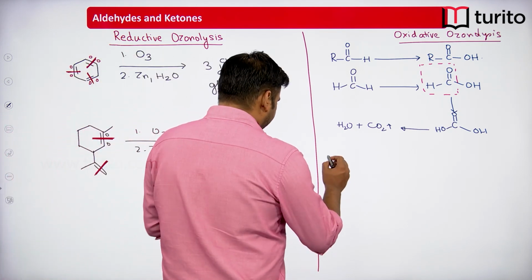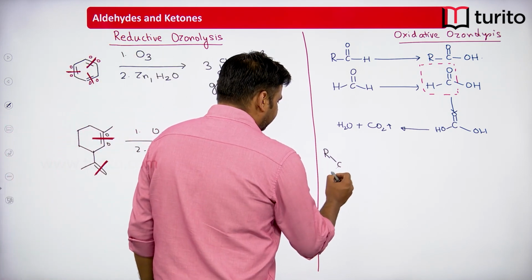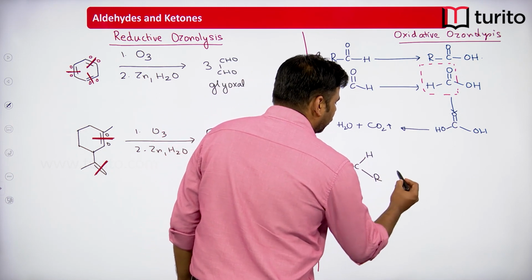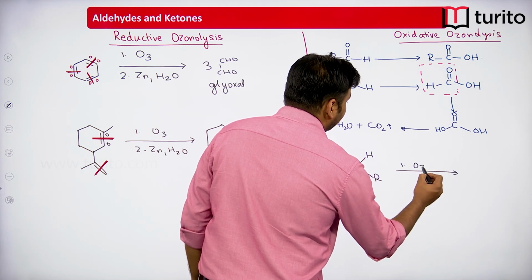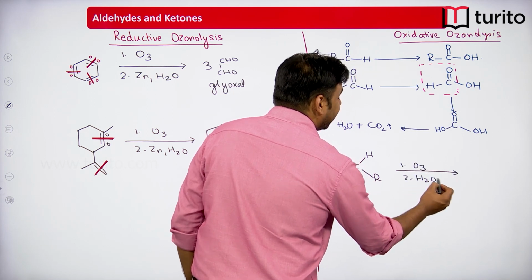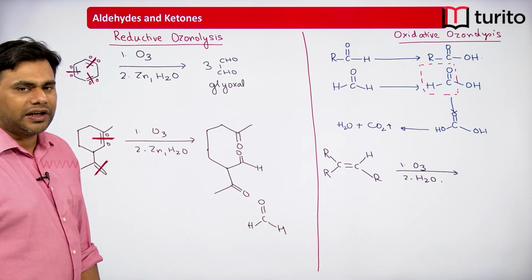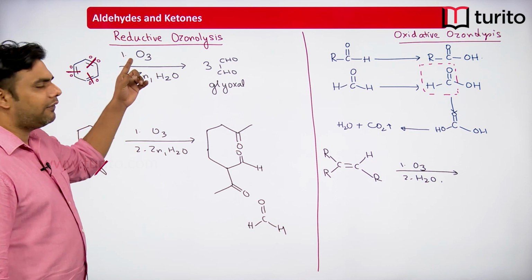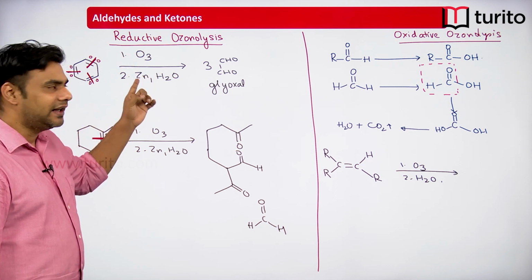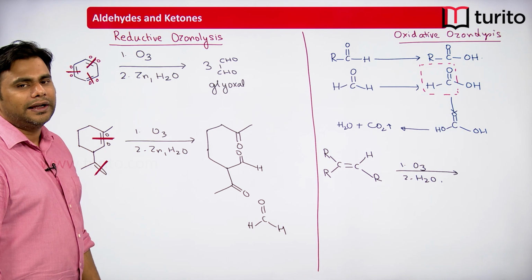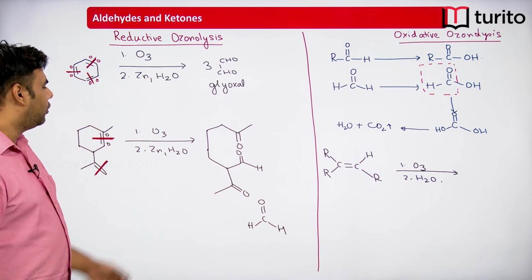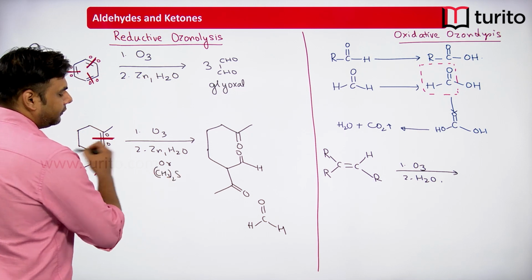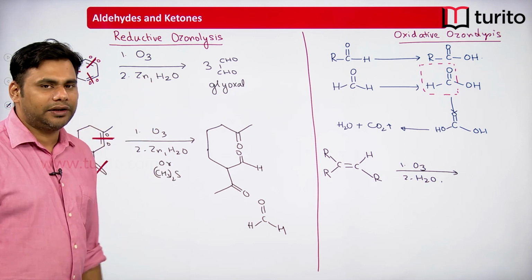So let us take some example now. Suppose we are having this molecule, suppose we are having this alkene and we are treating it with ozone and we are not adding zinc. So whenever zinc is not added in the mixture, it will indicate that we have to carry out an oxidative ozonolysis. Once you have added ozone and in the second step you are adding zinc, it will indicate that you have to do a reductive ozonolysis. Either you add zinc or you add dimethyl sulfide.